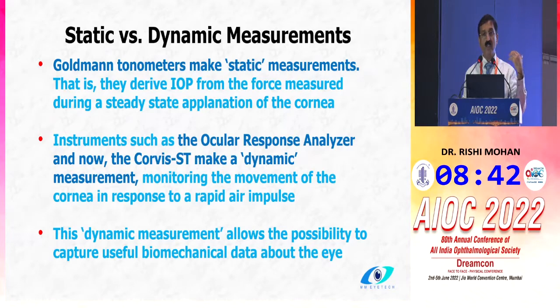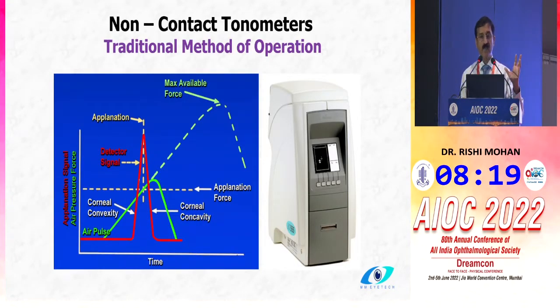But the ocular response analyzer, which is the instrument I have largely worked with, and now the Corvis ST, which is the newer kid on the block, these make dynamic measurements. So what do they do? They throw an air puff like a standard non-contact tonometer. However, they are monitoring the movement of the cornea throughout the length of the air puff. And this dynamic measurement allows the possibility to capture the data.